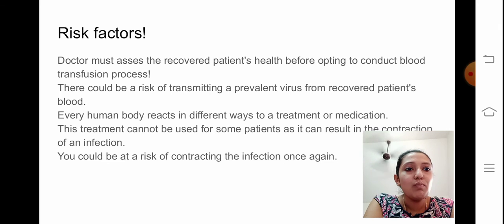So let us see what the risk factors are. That is, what are the demerits. In everything there are demerits. Nothing can be perfect. So let us see. The doctor must assess the recovered patient's health before opting to conduct the transfusion process. That is because there could be a risk of transmitting a prevalent virus from the recovered patient's blood too. So this is one of the risk factors.